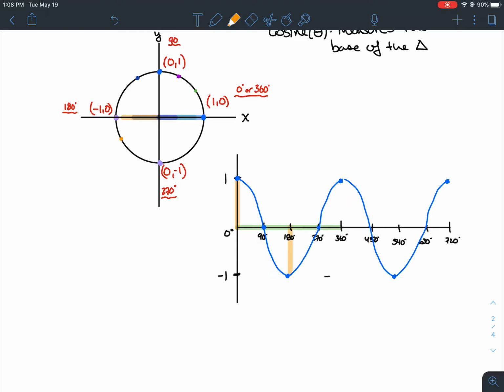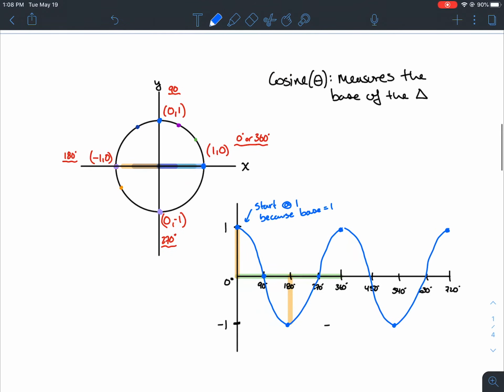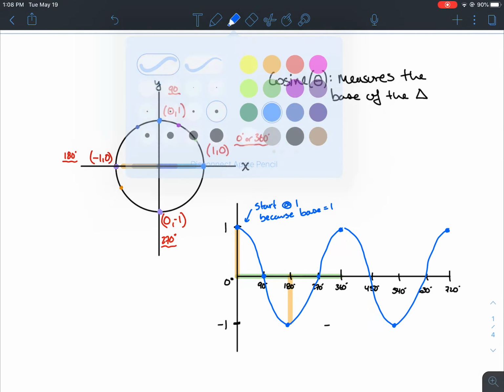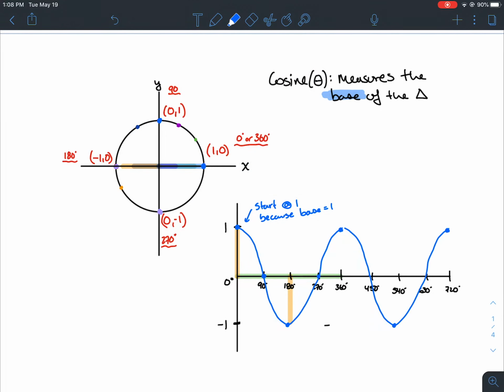The only difference between sine and cosine, though, is where we're starting. And because we're looking at the base, we're going to start here at 1, because the base is equal to 1 there, where the height was actually 0. So again, the key thing with cosine is to remember we're looking at the base length, not the height.